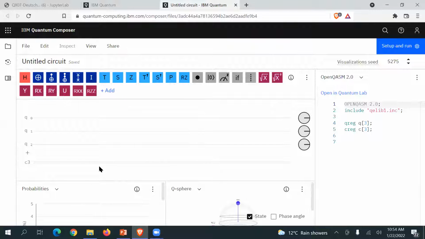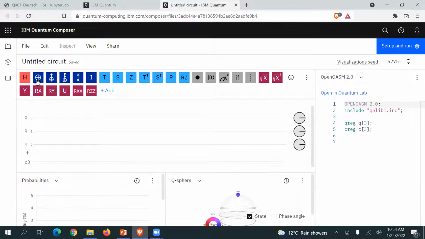This is a platform, the quantum composer, where you can see you have 3 qubits on the left. It's just for simulating the behavior of a qubit on applying various gates on top of it. Here we have different gates: the Hadamard gate, NOT gate, CNOT gate, Toffoli gate, SWAP gate, Z gate, S gate. We have a lot of gates, and there are operations like this measurement operation. This is a Y gate, RX gate.